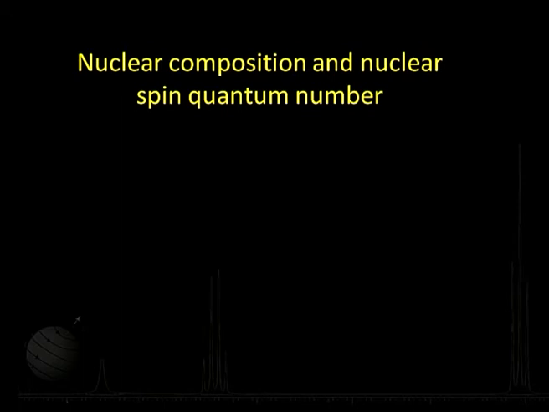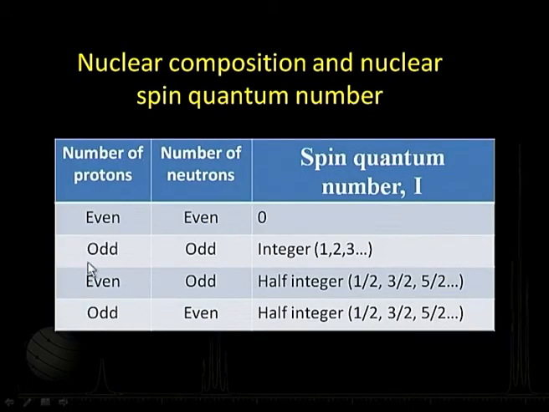Okay. Let us try to sum up what we have seen right now. If the number of protons is even and neutrons are even, the spin quantum number will be 0. If it is an odd-odd combination, it will be an integral multiple: 1, 2, 3 and so forth. Even-odd or odd-even, these are the two of interest to us, because the net spin quantum number will be half-integral there, and out of all these, the ones with I equal to half are the ones which are exploited for NMR spectroscopy. Okay.